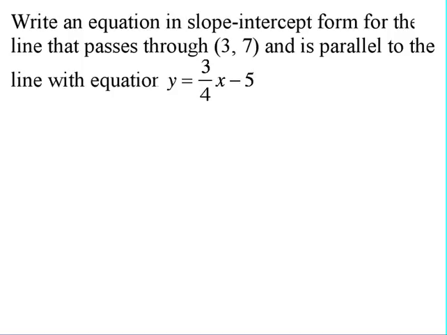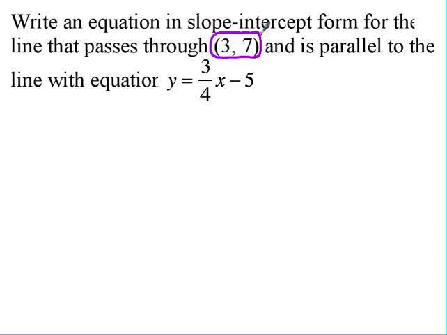And so if you go ahead and look at this first example, it says write an equation in slope-intercept form. So notice our final answer has to be in slope-intercept form for the line that passes through 3, 7, and is parallel to the line with the equation y equals 3/4 x minus 5. Okay, so it passes through this point. So we already know that we're going to somehow use 3 and 7. So now we need to find out what else we know.